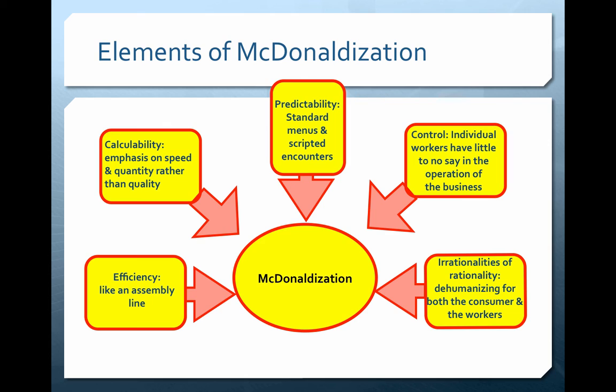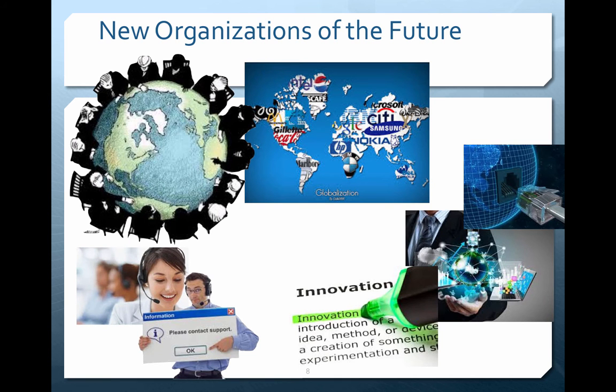And then lastly, the irrationalities of rationalizing. This is the dehumanizing for both the customer and the worker. This is where all the interactions seem to be nonsensical. It doesn't matter that the customer is not entirely happy with everything, as long as they're getting their product quickly, and as long as they're getting enough of it, then we're not really caring as much about how they feel about things either. So this is an argument that Ritzer had around where bureaucracies have been moving toward, this sort of fast food approach.